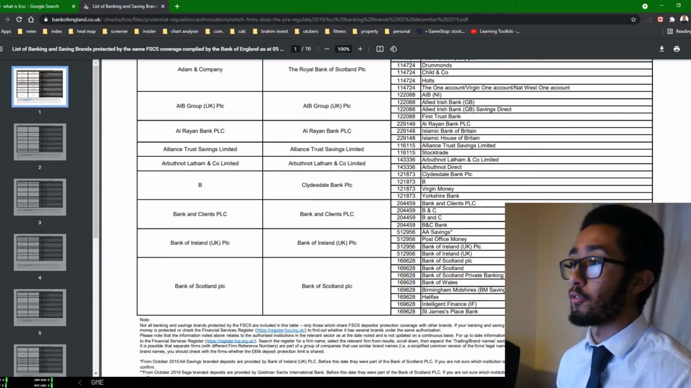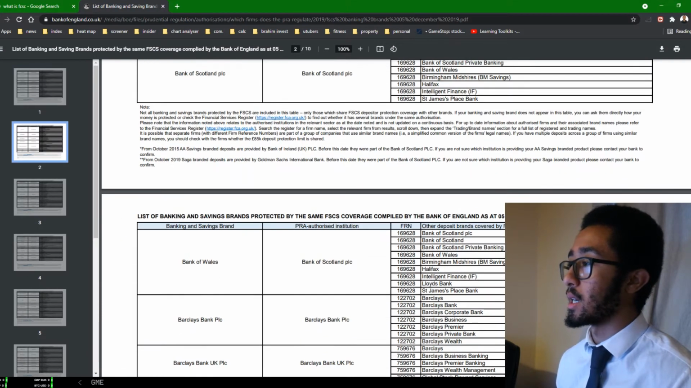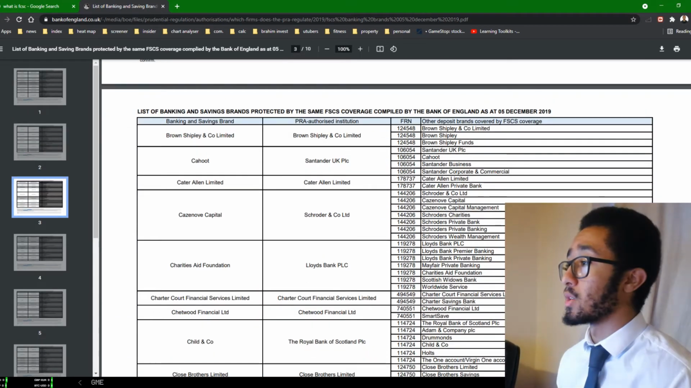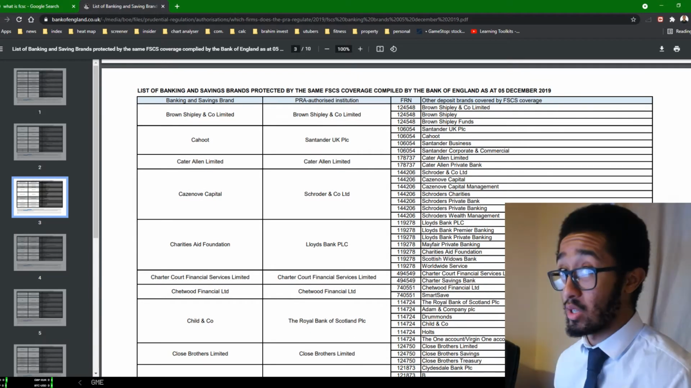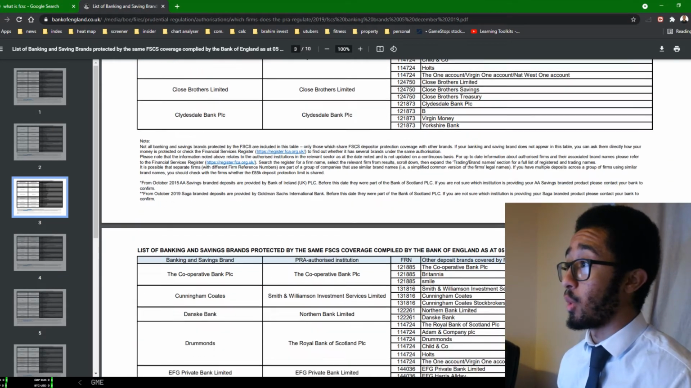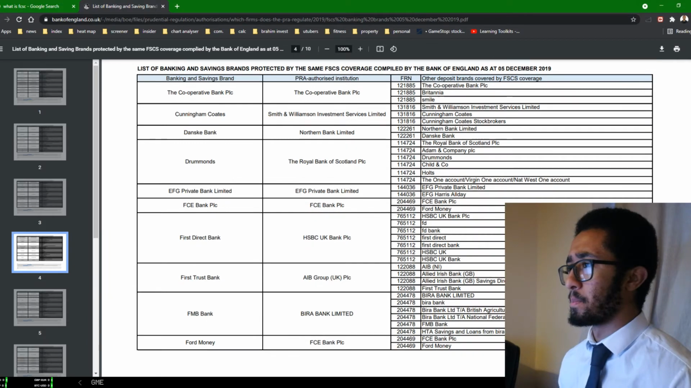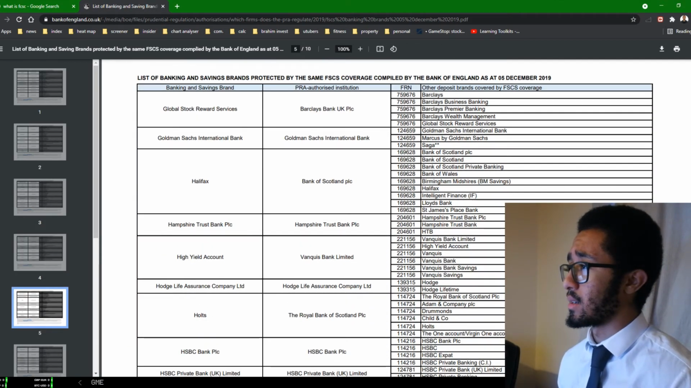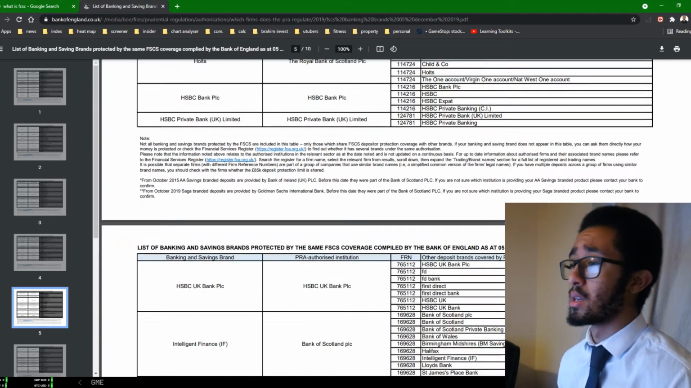Here's a list of all the banks. I'm going to slowly go through this. Pause it at any time. You see any bank on here, you are guaranteed to be getting your money back. So if you don't see your bank on here and you're in the UK, I'd personally be very worried what bank you're with, because I don't know what bank would be in the UK that isn't FSCS regulated.